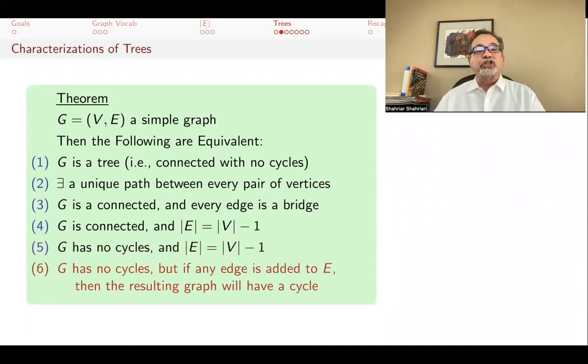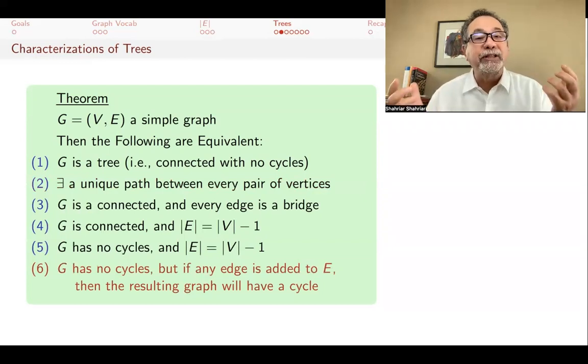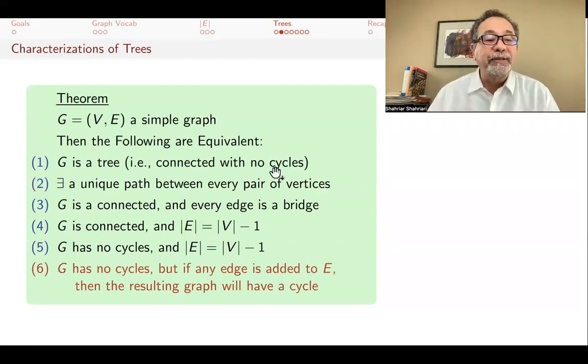And the sixth one is that G has no cycles, but if any edge is added to E, then the resulting graph will have a cycle. Now, you might say, well, why are we repeating things? Like, why are you saying the number of edges is 1 less than the number of vertices twice and connected twice and so on? Well, the point is that each of these is a separate statement. And I'm saying that if you have a tree, then all of these things are true.